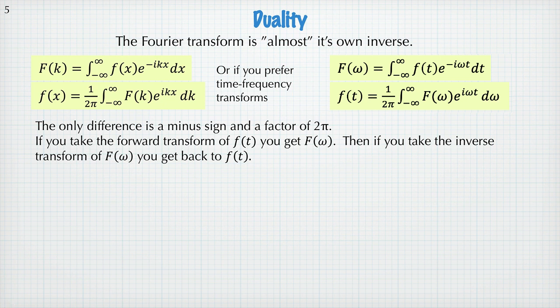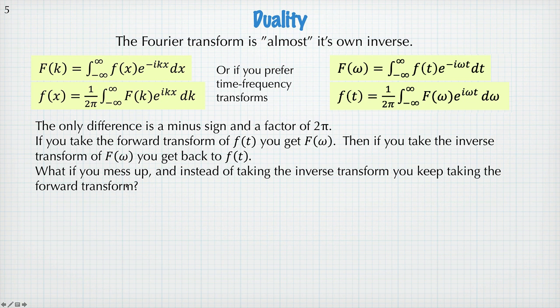Now, let's do a little thought experiment. What if you mess up, and instead of taking the inverse transform, you just keep taking the forward transform? So this transform here, or this one here, in terms of omega and t. What I mean by that is if you take the forward transform of f of t, you get big F of omega. Now what if you take big F of omega and change the omegas back to t's, and then take the forward transform again? When you take the forward transform of big F of t, you'll get back to the function little f, but now little f will be little f of minus omega with a factor of 2 pi out the front.